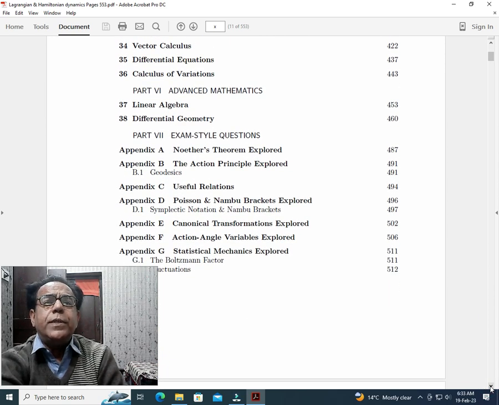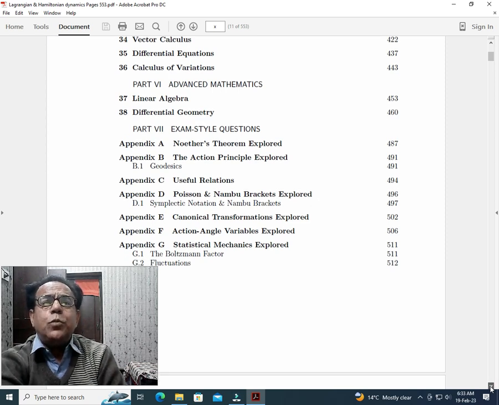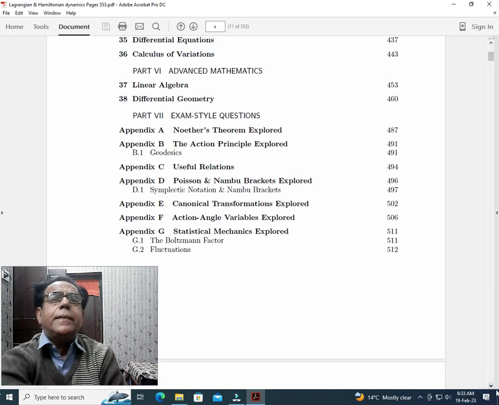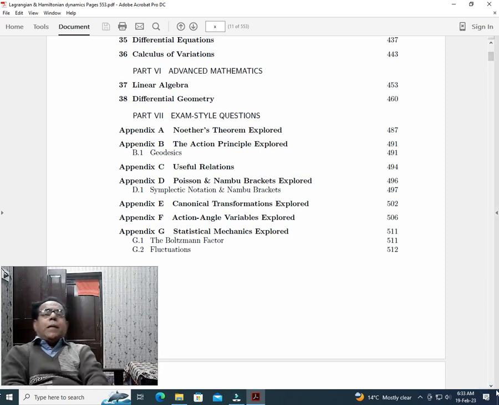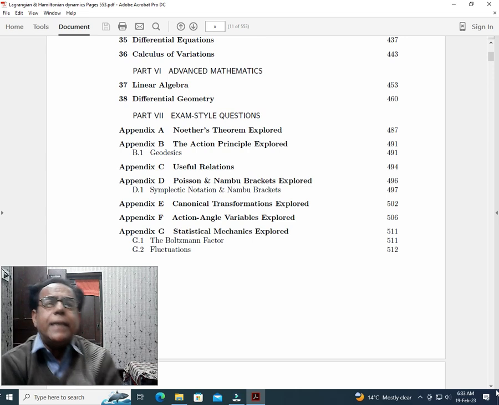Now we come towards part 6 of this book, which is advanced mathematics. The first chapter of this part is chapter number 37, under the title linear algebra.